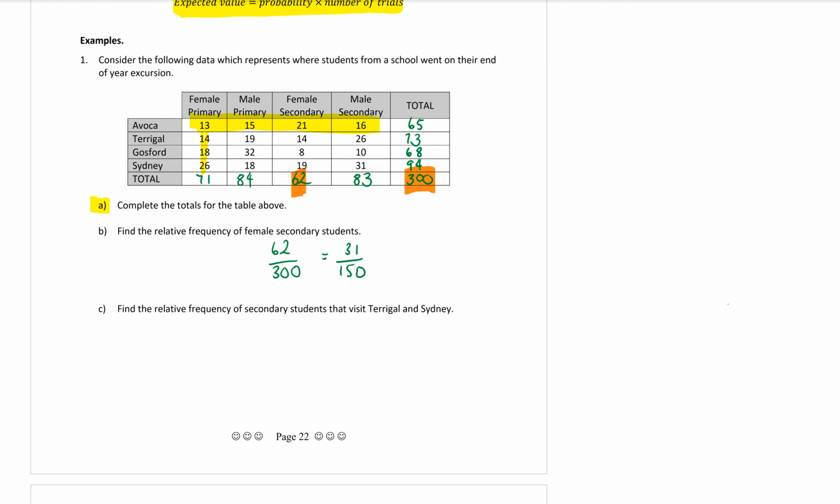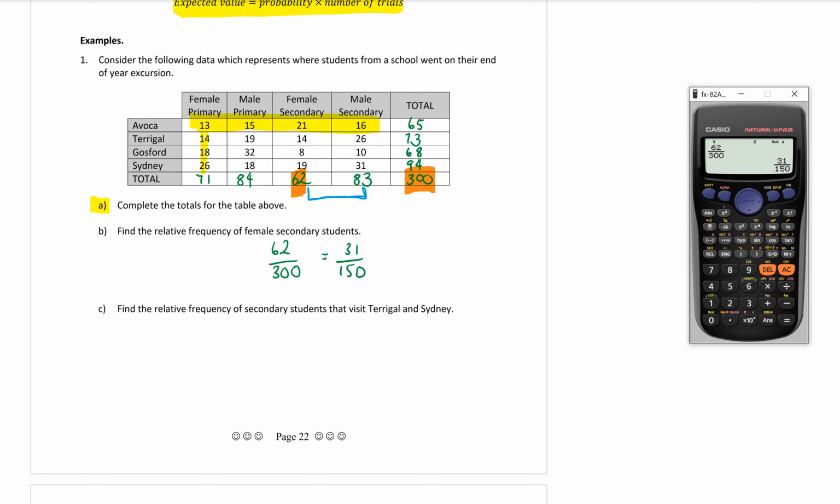Okay, part C, find the relative frequency of secondary students. So this means we only want to talk about the secondary students. So if I get rid of that one and that one, no, can't really undo my highlighting there. I'll just do it in a different color instead. So secondary students means we only want to talk about these two totals here. So altogether, we have 62 plus 83.